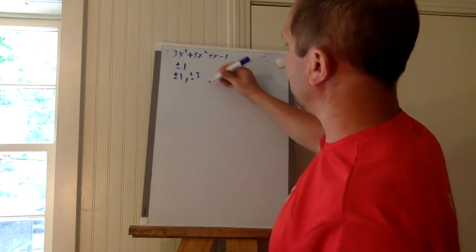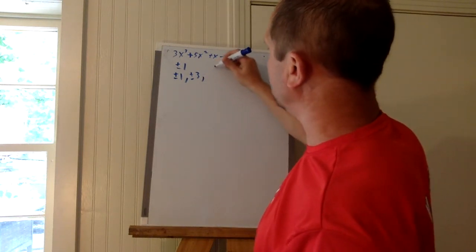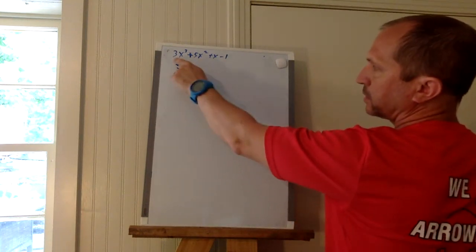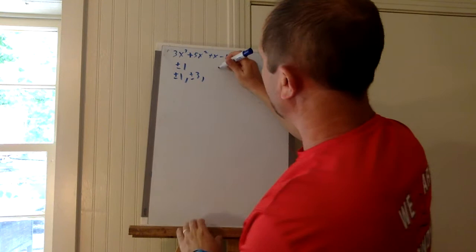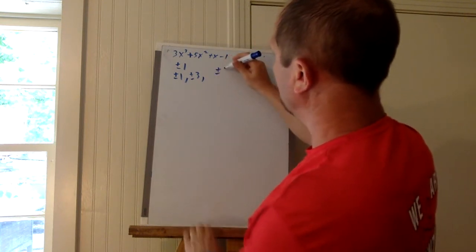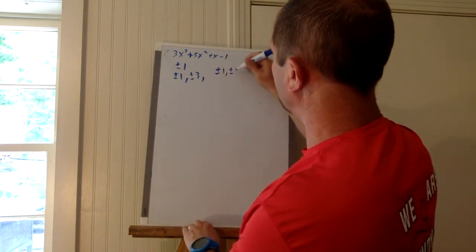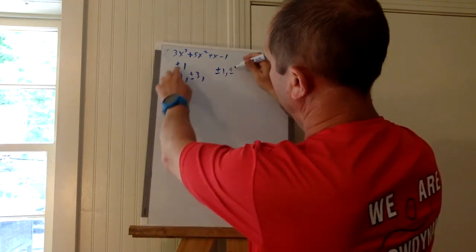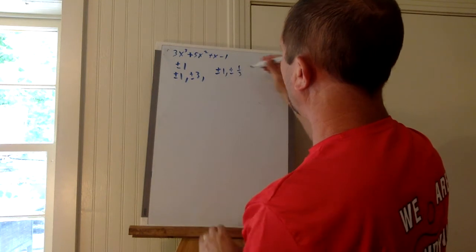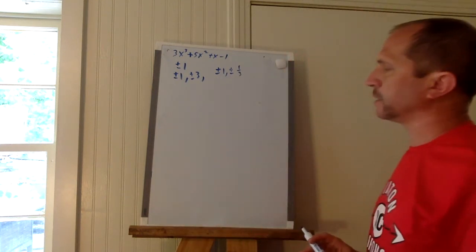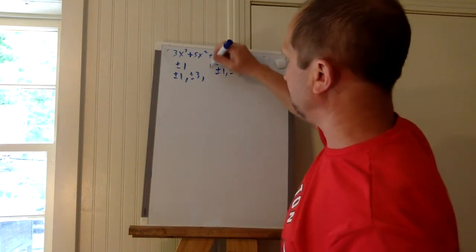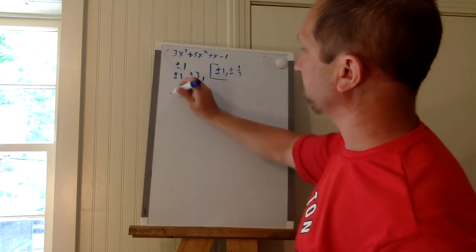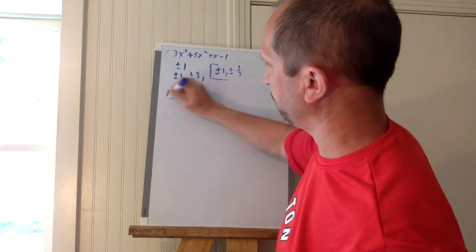Now let's list all of our possible p's over q's, or for this part right here, you can say the constants over the leading coefficients. So it becomes plus or minus 1, plus or minus 1/3. Those are the only options here. These are the values that I'm going to try. So let's just go with 1 first.